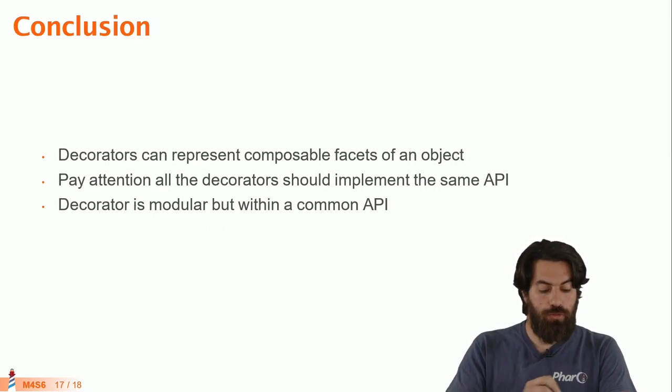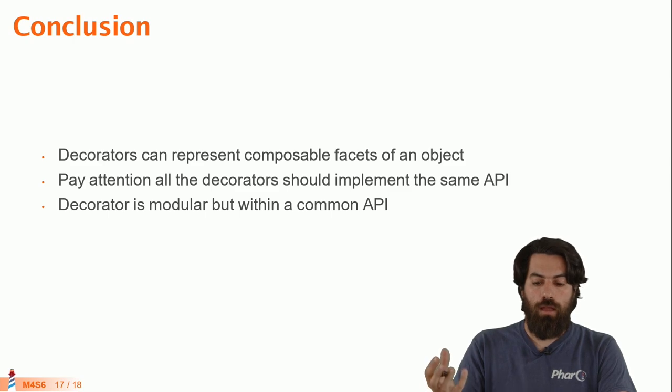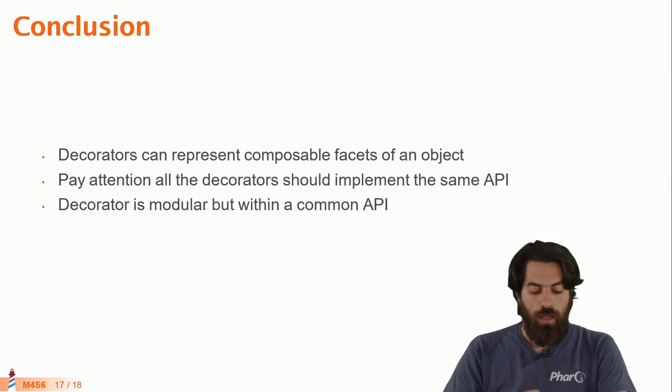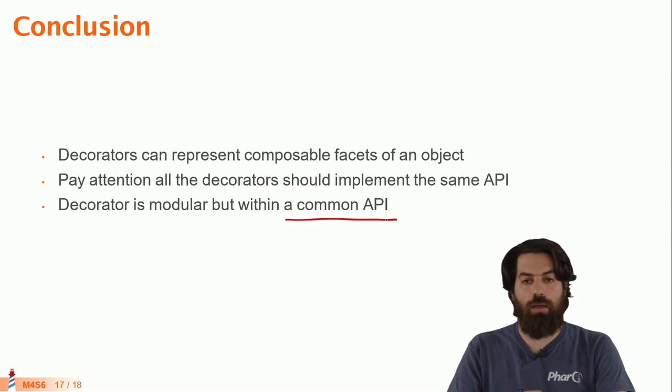In conclusion, today we saw that decorators can represent composable facets of an object that can be reusable and even dynamically composable. We should pay attention that all the decorators should implement the same API, and the decorator pattern is a modular pattern, but it expects us to have a common API.